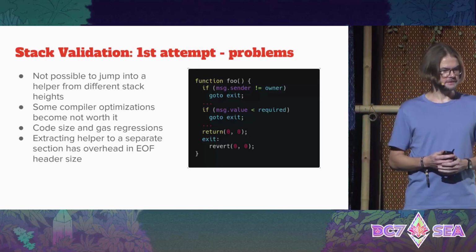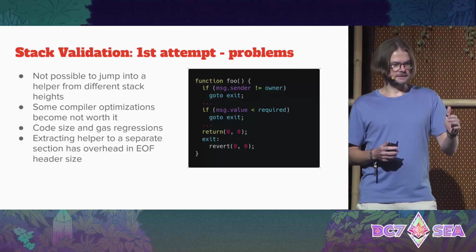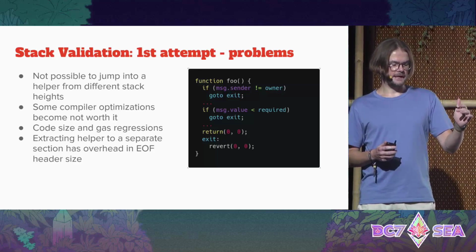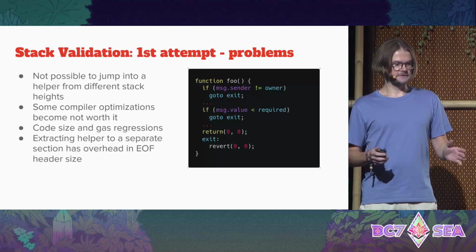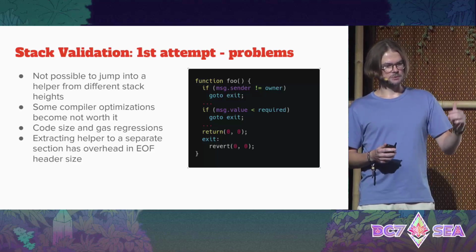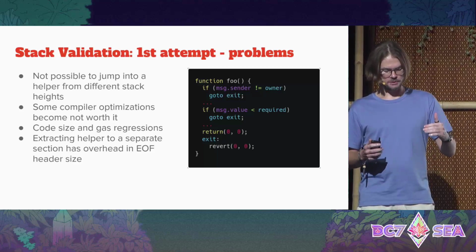So the problem here: these requires and these checks and jumps can be located at arbitrary points in the function code and at arbitrary stack heights, and this goes specifically against our rule that stack height must be equal at every jump into common code.